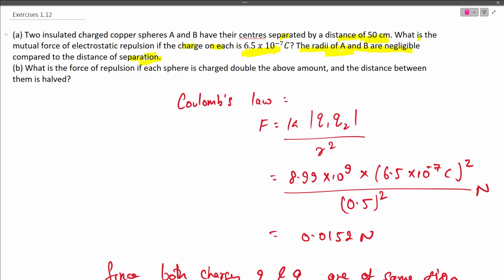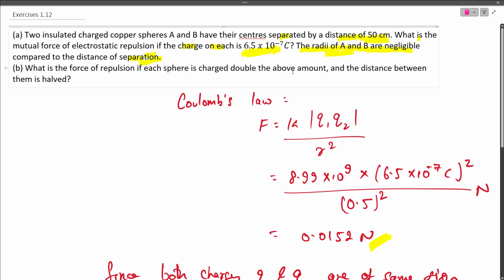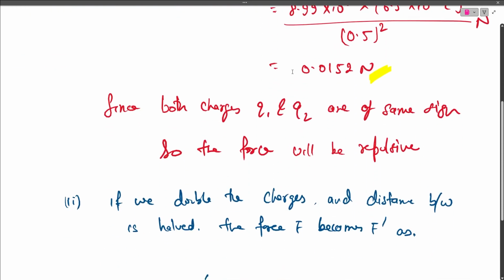Now the magnitude of force can be given by Coulomb's law, that is given by K times Q1 Q2 divided by R square, where Q1 and Q2 are the charges on both the spheres and R is the distance of separation between them. So the magnitude of force would be 0.0152 Newton. Now since both the charges Q1 and Q2 are of the same sign, the force will be repulsive.